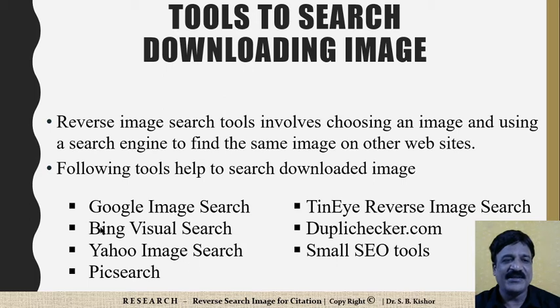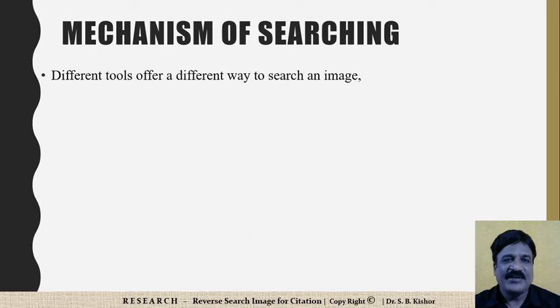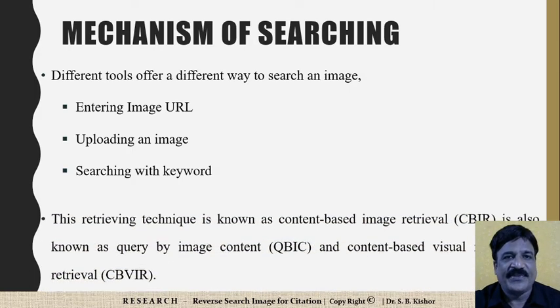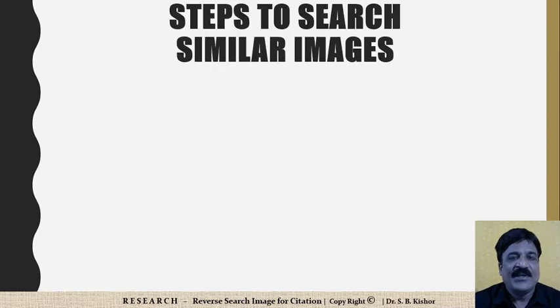In today's session, we will cover Google Image Search. There are various mechanisms through which you are able to extract information for the picture. The first one is by entering the image URL, called Uniform Resource Locator, then uploading an image, and the third one is by means of a keyword. So these are the three ways through which you are able to extract the information of your image. Now, which mechanism is it following? The retrieval technique is known as content-based image retrieval, also known as QBIC, Query by Image Content, or content-based visual information retrieval. Now, what are the steps that will help you to find a similar image?